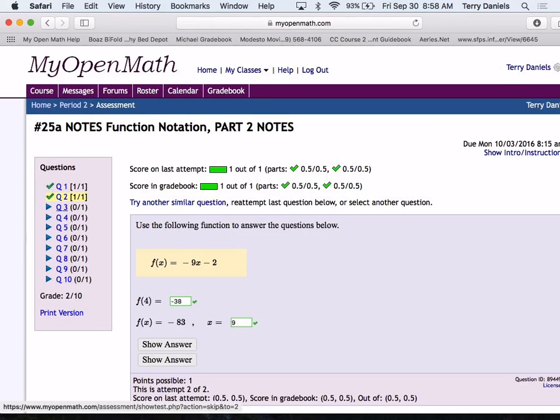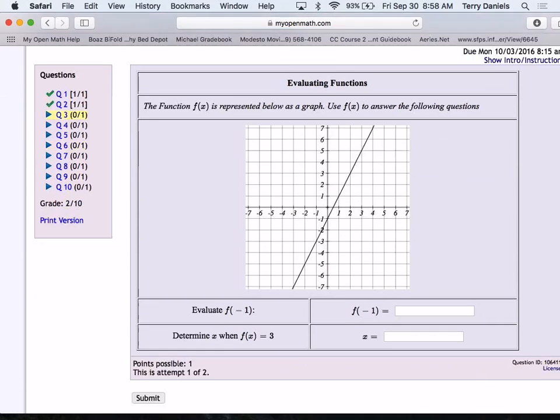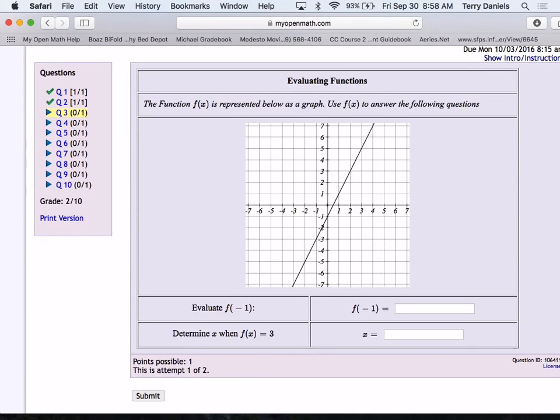The other three new types of problems are really based on the same idea, but in different situations. What if instead of me giving you an equation, I give you a graph? One option is you could figure out the function rule for that graph and do it the same way you did in number 1 and number 2. But I wouldn't do that, because that requires more work. Instead, let's think about it in terms of looking at the graph. In the first part of this question, we're saying, evaluate f of negative 1. So when the input is negative 1, what is the output?